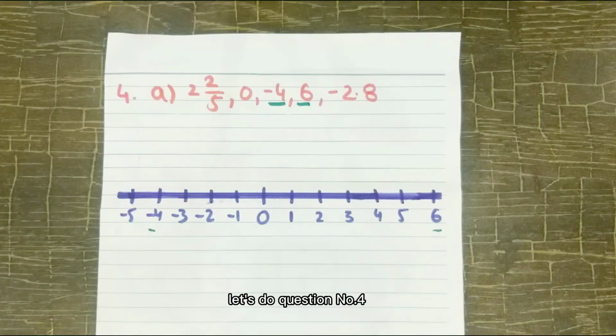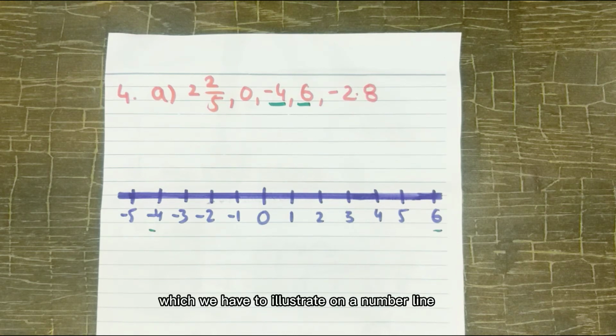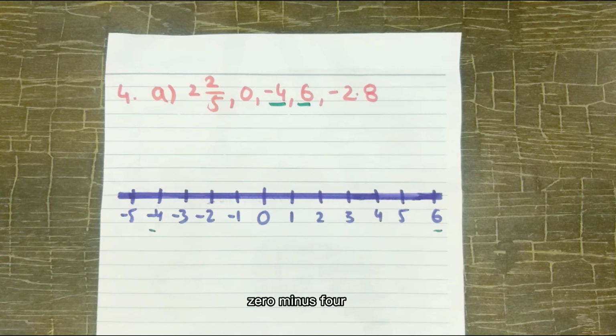Let's do question number 4. Use a number line to illustrate each of the following. The A part has given us some values which we have to illustrate on a number line. So the values are 2 whole 2 over 5, 0, minus 4, 6, and minus 2.8.